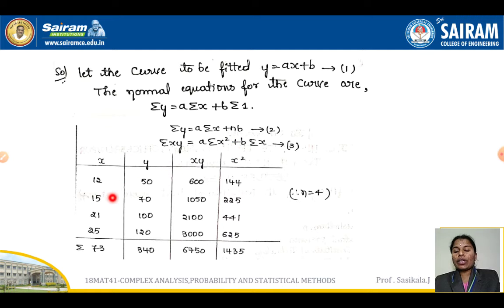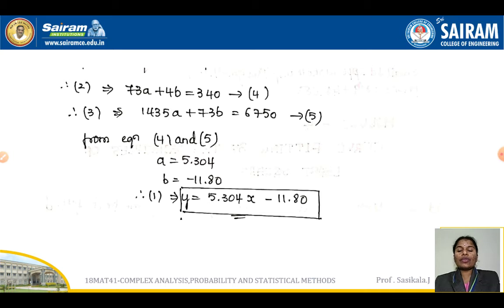For that, you can take your x and y columns and find the summations. Then multiply x into y to get my xy column, and that summation is 6750. Then take the square of your x, and that summation will be 1435. You can verify from the calculator whether you are getting the right answer. And the number of data n is equal to 4. Now all this data you can substitute in equations 2 and 3. I'll get these equations: 73a plus 4b is equal to 340 and 1435a plus 73b is equal to 6750.